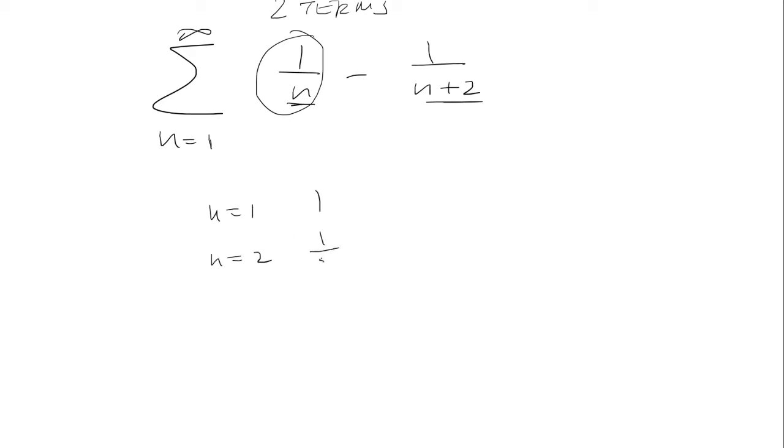So you get 1 and a half. Add these up, you get that this sum is equal to 3 halves. So clearly, this converges.